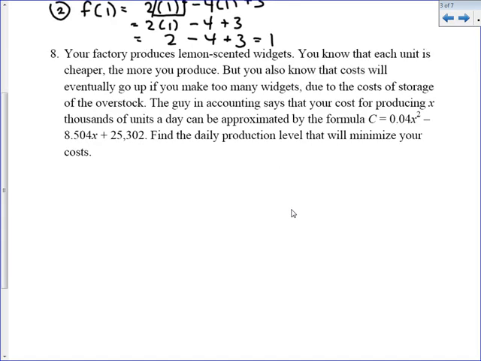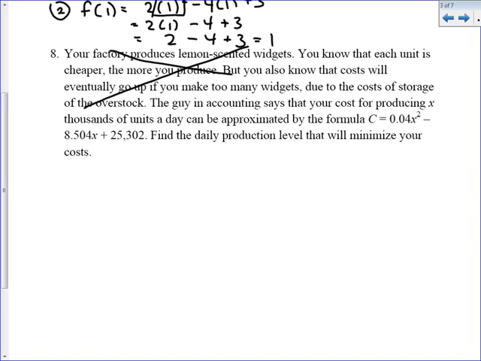So our first problem, your factory produces lemon-scented widgets. You know that each unit is cheaper the more you produce, but you also know that the cost will eventually go up if you make too many widgets due to the cost of storage of the overstock. Has anything there helped me yet? No, so just be careful when you have a lot of words that not everything is contributing to the problem.